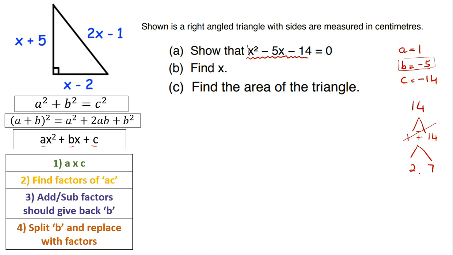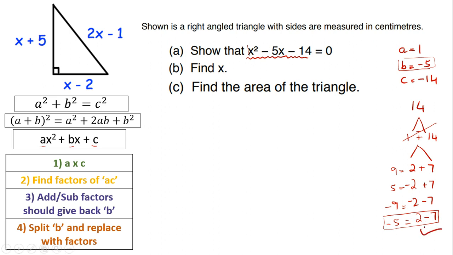Now, if I move on to 2 and 7. If I do 2 plus 7, I end up with 9, not getting it. If I do -2 plus 7, then I'm getting a positive 5. Again, not ending up with that. -2 and -7, I end up with -9, so no again. And then finally, if I do 2 minus 7, then yes, I can end up with -5. Therefore, the factors that I'm using are +2 and -7.